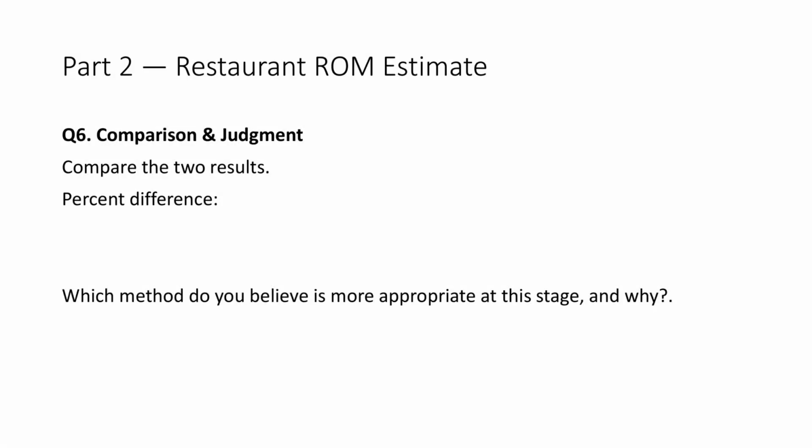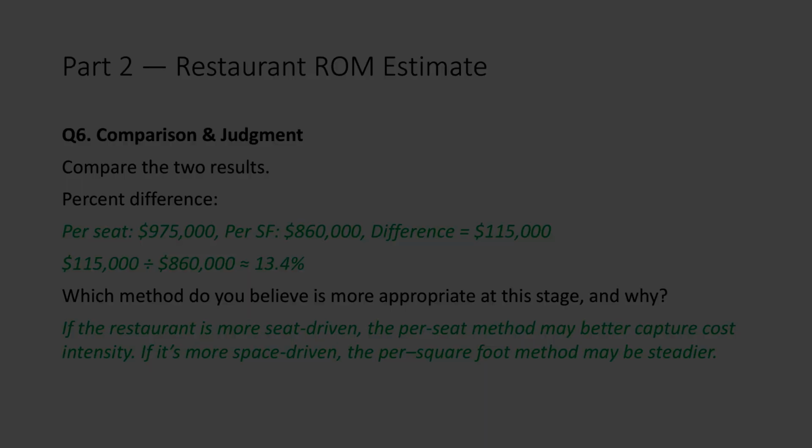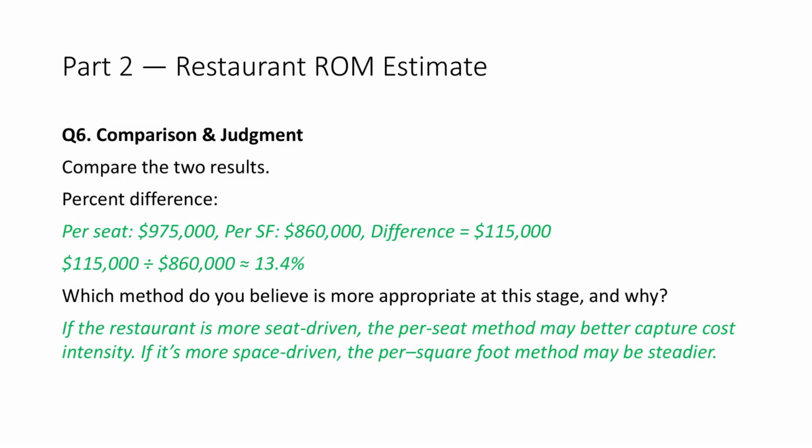Question 6. Comparison and judgment. Compare the two results. What is the percent difference? Which method do you believe is more appropriate at this stage and why? The per seat estimate comes out to $975,000, while the per square foot estimate is about $860,000, a difference of roughly $115,000, or about 13%.